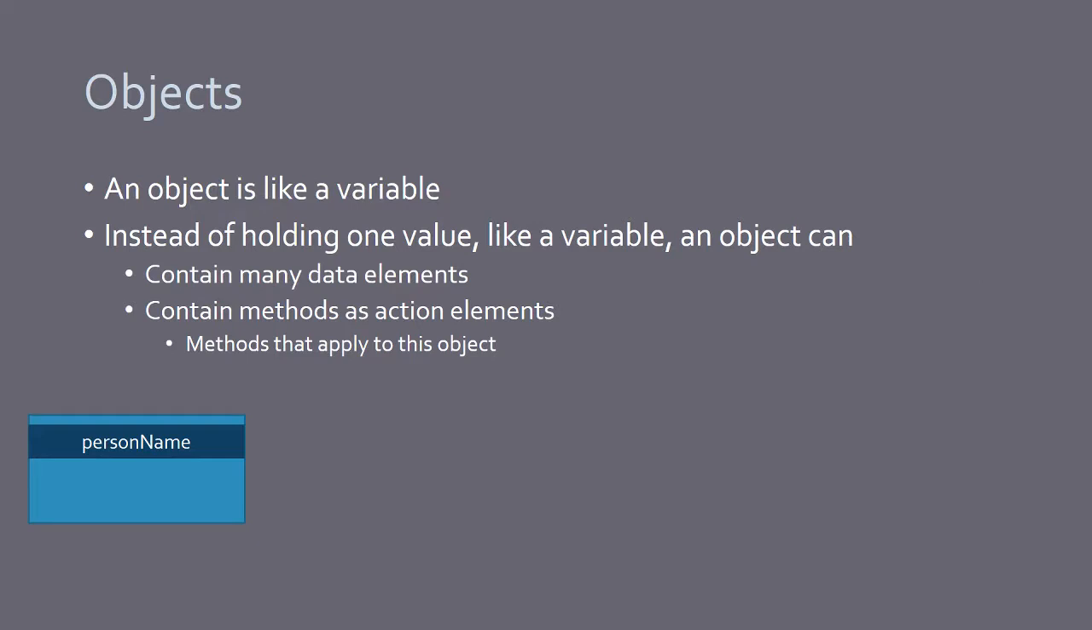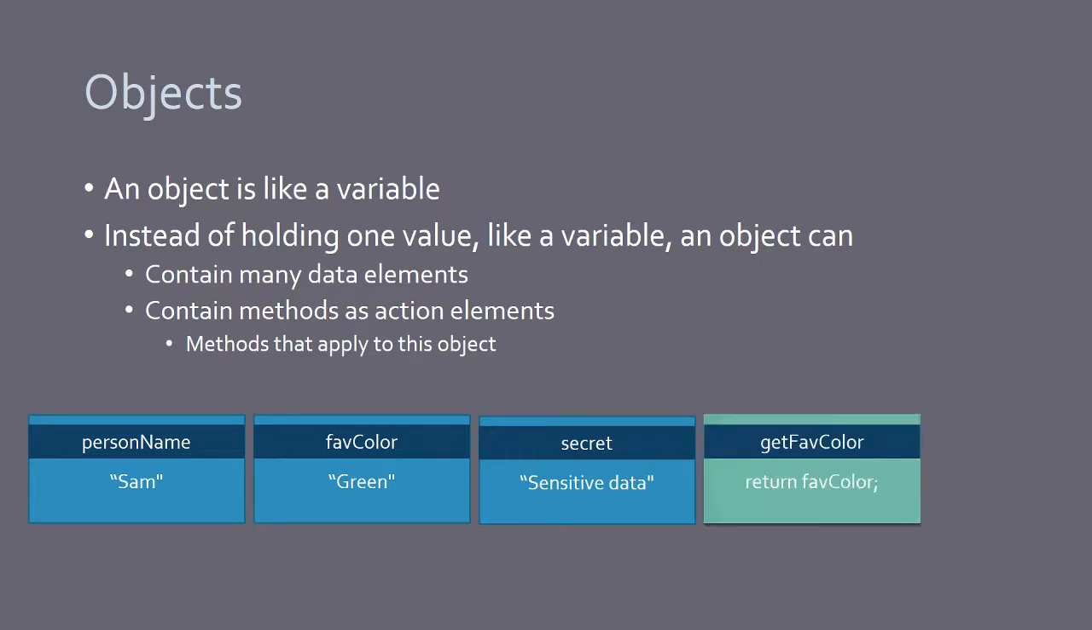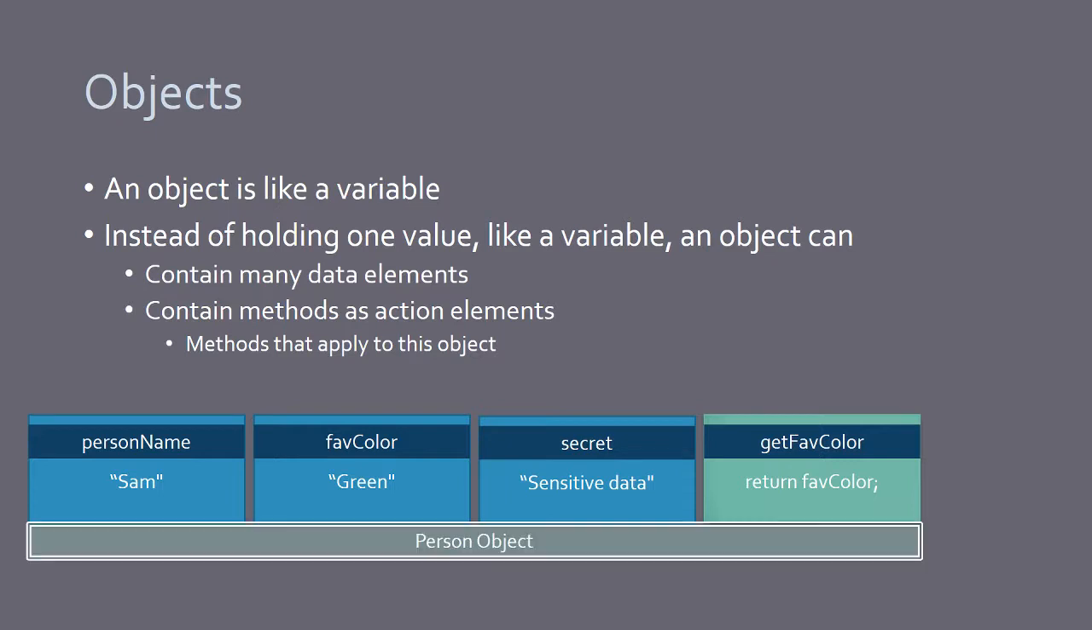So instead of just having a standalone person name, like Sam, we can add some other information about a person and some action items, some methods that let us interact with our person object. So this gives us a way to create some cohesive data that belongs together along with the actions that can be applied to that data.